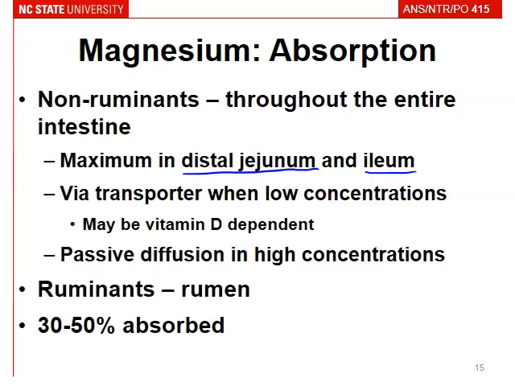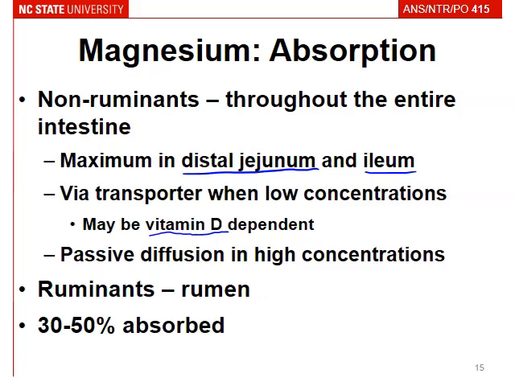And it requires a transporter at low concentrations. This is a pretty common theme: at low concentrations, we need a transporter. At high concentrations, it's able to passively diffuse. There's not much known about the transporter related to magnesium. It has been shown that it is somewhat dependent on vitamin D.